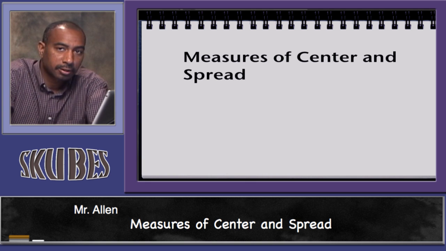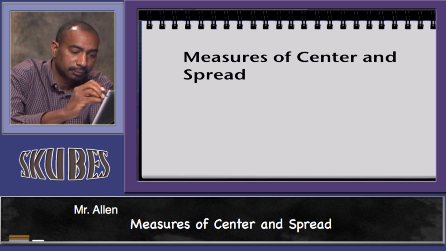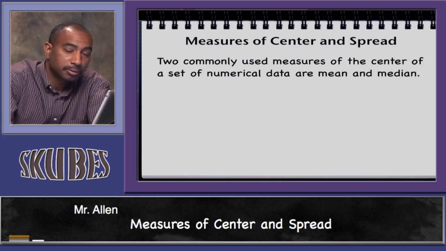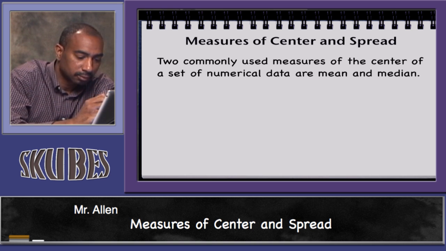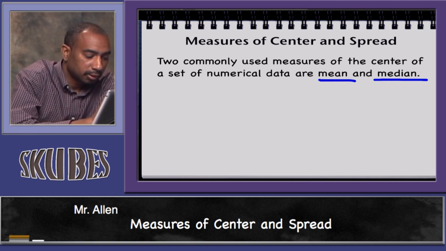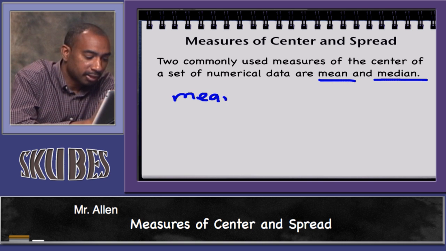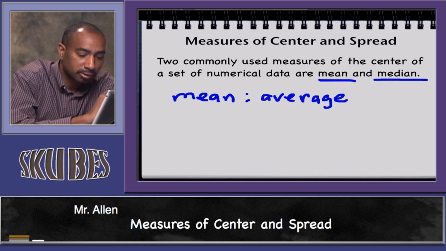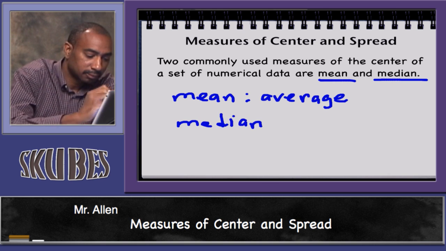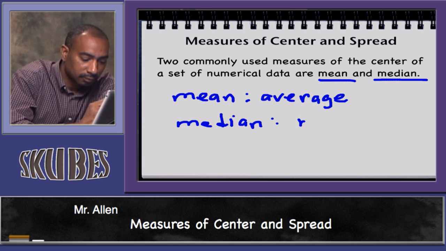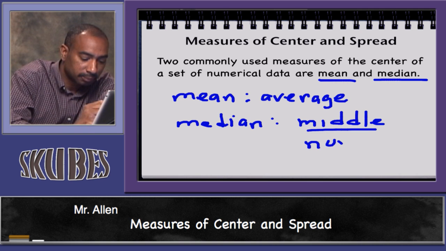Today's lesson is on measures of center and spread. Two commonly used measures of center of a set of numerical data are mean and median. Mean, remember, just means average. It's another word for average. And median means to find the middle number.